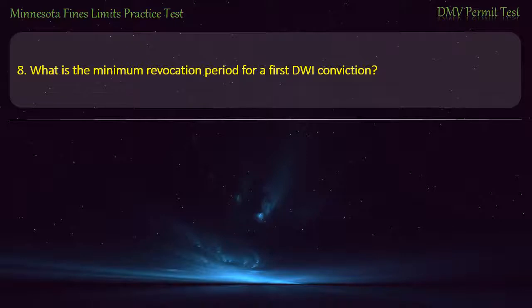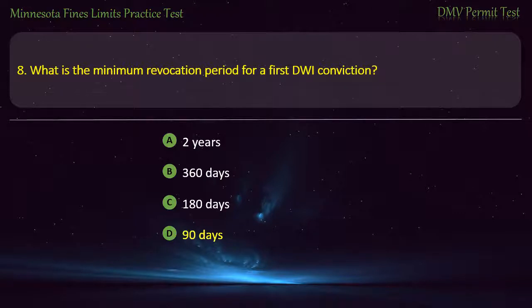Question 8. What is the minimum revocation period for a first DWI conviction? 2 years, 360 days, 180 days, 90 days. Answer. 90 days.